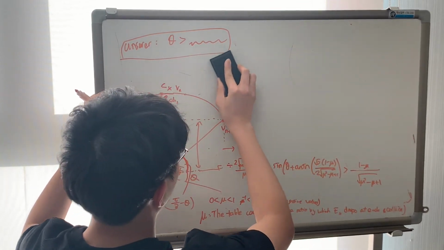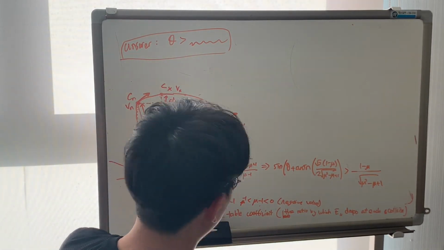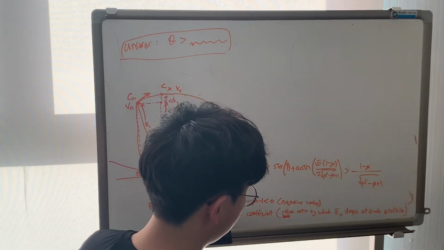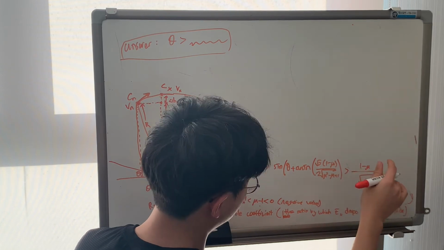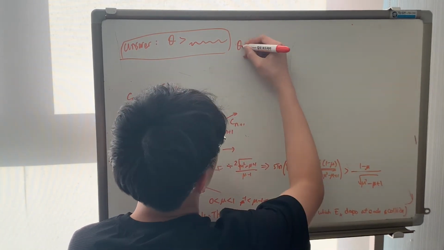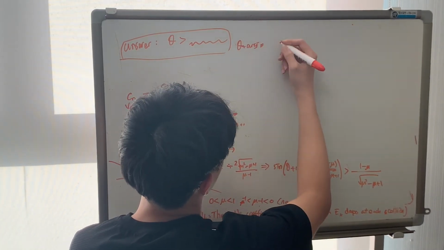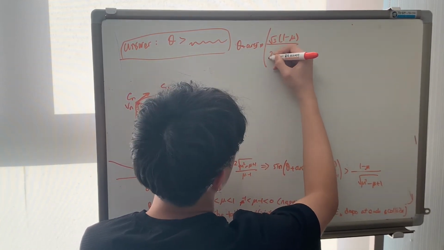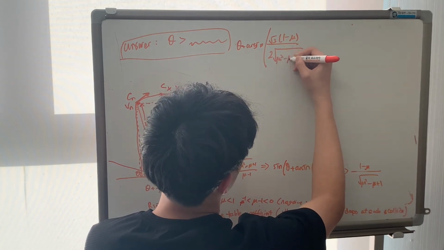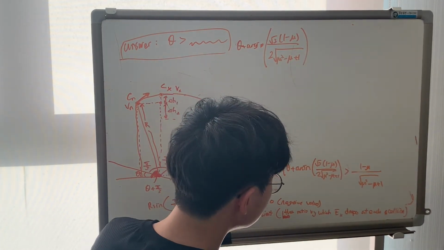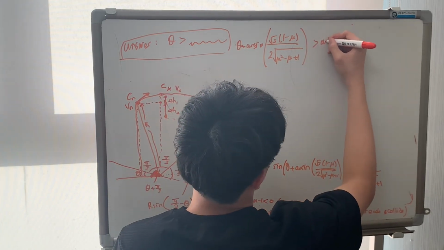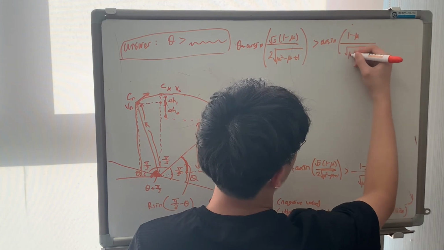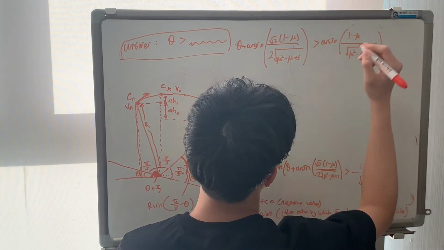Now we can write this into exactly the form as is here. First of all, we're going to arc sine both sides. So the sine is gone from here, and there's an arc sine here. So we have theta plus arc sine of square root of 3 times 1 minus mu over 2 square root of mu squared minus mu plus 1 is bigger than the arc sine of 1 minus mu over square root of mu squared minus mu plus 1.